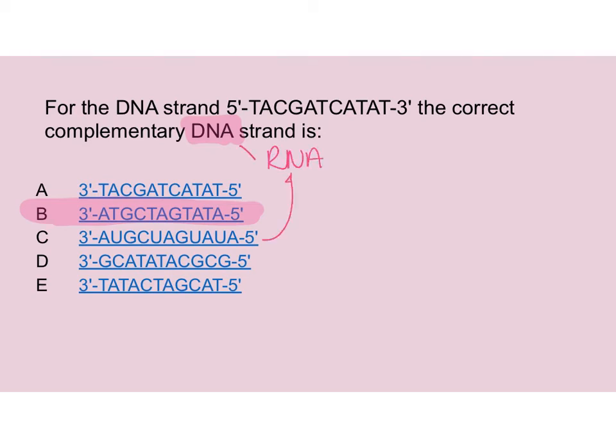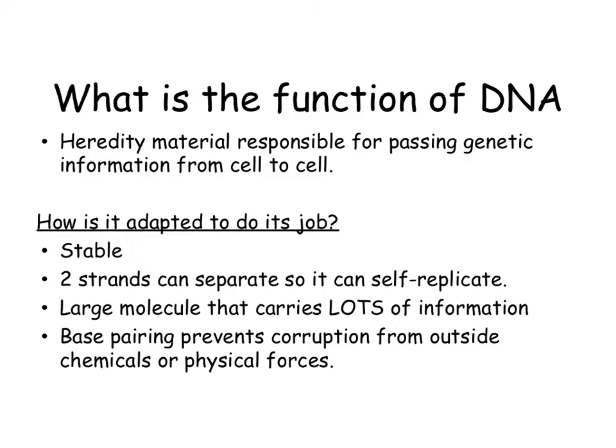Okay, so C would have been correct if we're looking at a complementary RNA strand, not a DNA strand. Okay. So we've got, what is the function of DNA? So hereditary material responsible for passing genetic information from cell to cell. We know that it's got all of our genes on. It's got every bit of information about us on there. So how is it adapted to do its job?